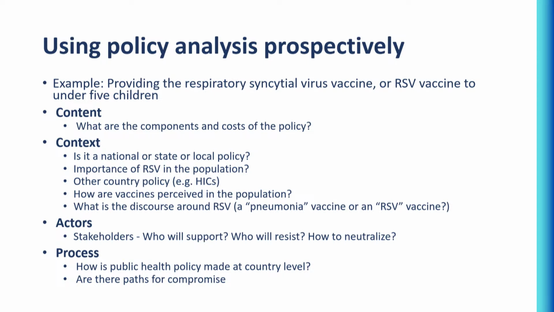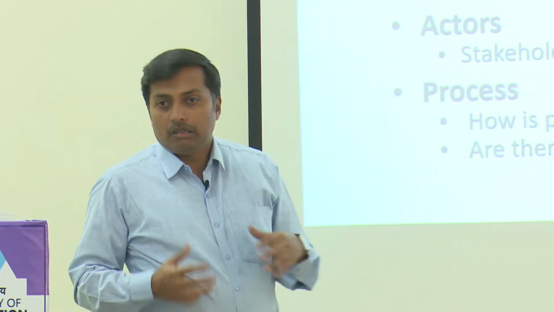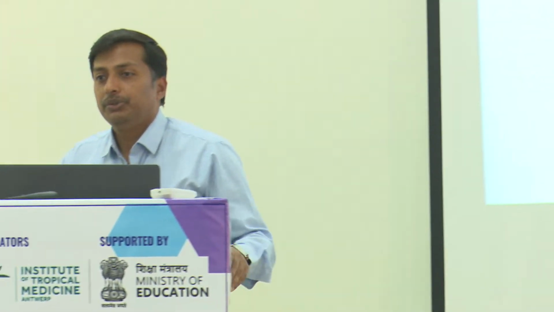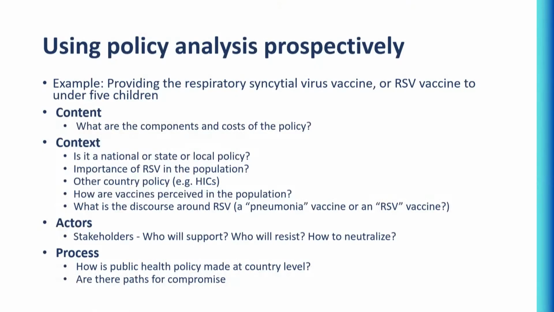Sometimes parents as stakeholders can say, कितने टीका लगाओगे हमारे बच्चों को? How many times will you prick? Okay. So there have been concerns from the receiver side, from the beneficiary point of view. People have showed concerns in this study that, okay, we are worried about the multiple pricks. Processes, how is public health policy made at country level?